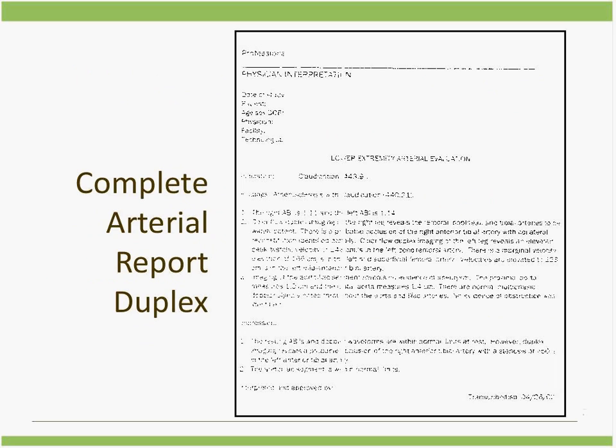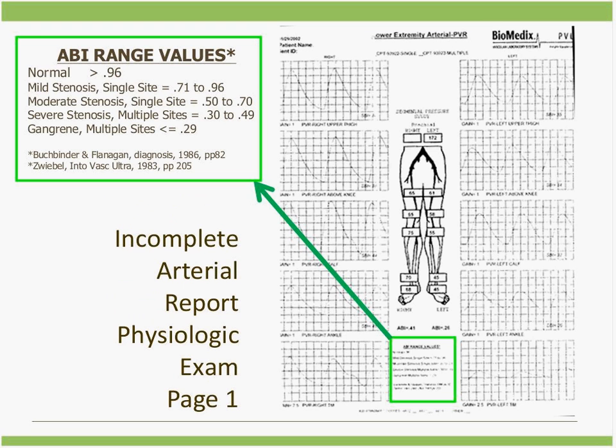So here is a complete arterial duplex report. That would include the indication, the body of the report, and a summary of the findings. This is not a complete arterial physiologic report. There's a summary here of the data that was found, but there's no interpretation of that data. So there needs to be a separate interpretation in addition to just spitting back the data.